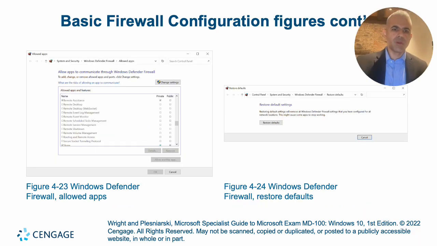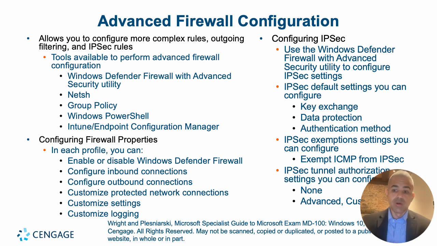Basic firewall configurations, here it is again through the Control Panel. From here you can specify, hey, I want remote assistance, I will allow that, but only from private networks. So that means only between private networks, not from public. You can do a lot of really advanced things with a firewall.